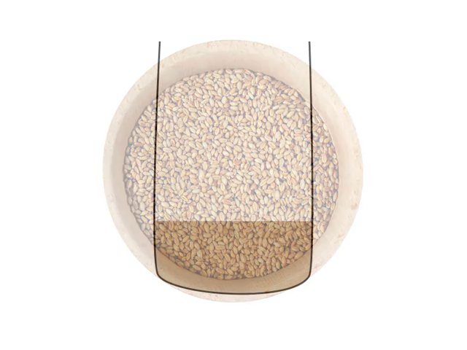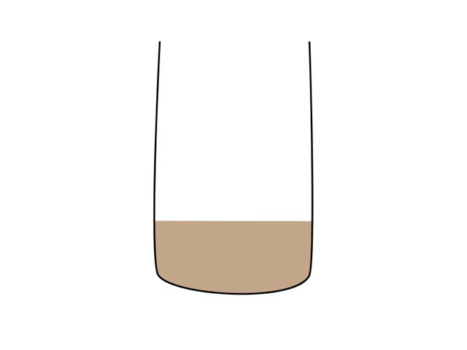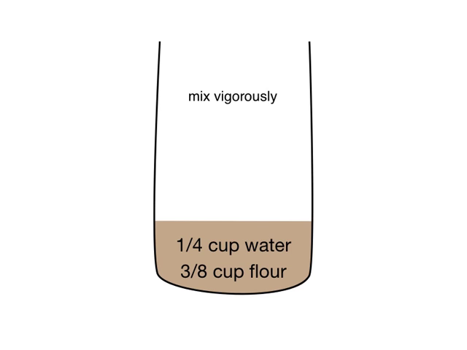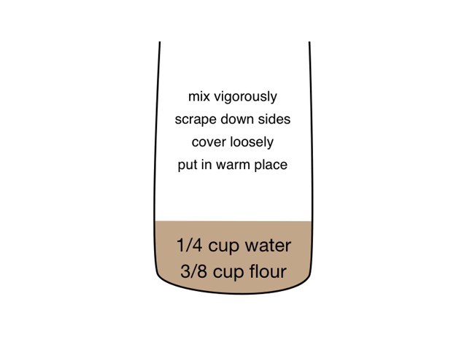To make a sourdough starter or a mother culture, take 1/4 cup water and 3/8 cup whole wheat flour, mix vigorously in a glass jar, scrape down the sides, cover the jar loosely, and put the jar in a warm place, somewhere between 65 and 85 degrees Fahrenheit.